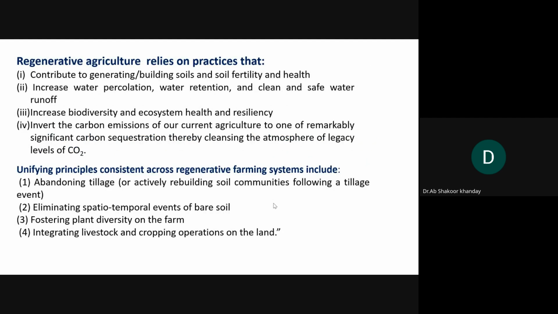There are some core practices of regenerative agriculture. It contributes to generating or building soils and soil fertility and health. It increases water percolation, water retention, and clean and safe water runoff. It increases the biodiversity and ecosystem health and resiliency. It inverts the carbon emissions of our current agriculture to one of remarkably significant carbon sequestration, thereby cleansing the atmosphere of legacy levels of carbon dioxide.